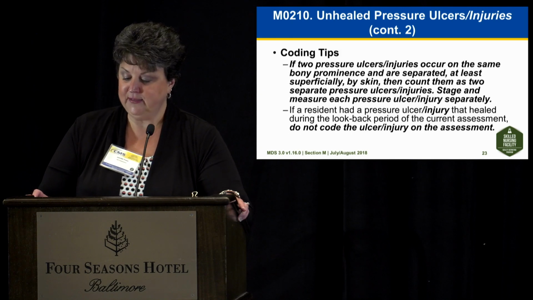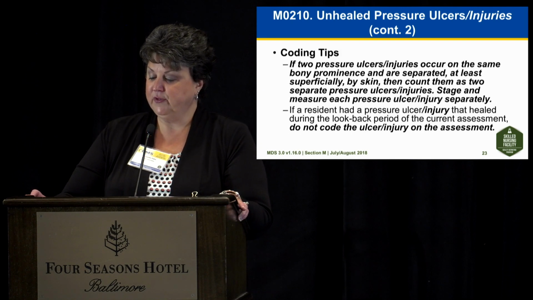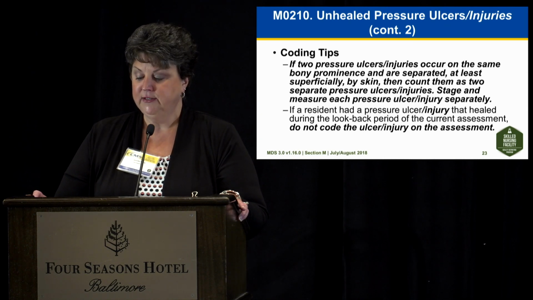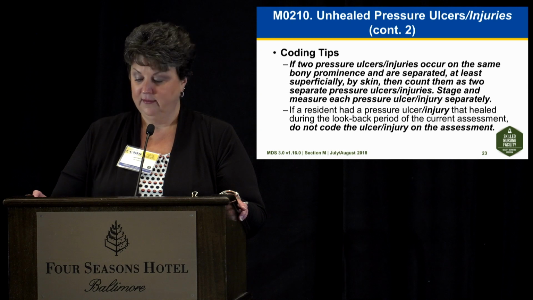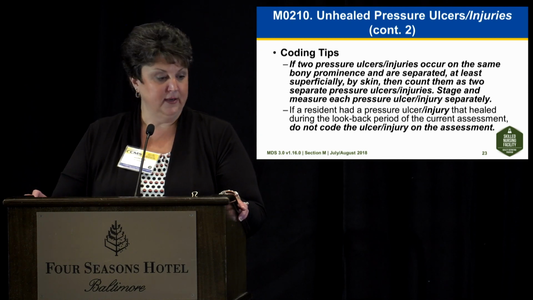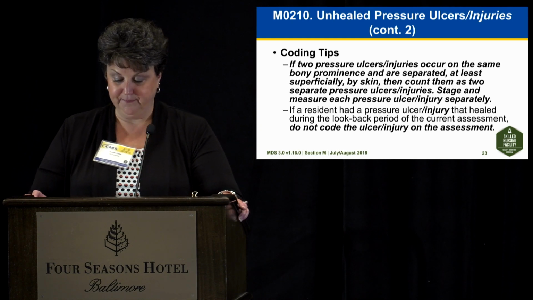The first coding tip on this slide states that if two pressure ulcers or injuries occur on the same bony prominence and are separated at least superficially by skin, then count them as two separate ulcers. Stage each and measure each, and again, document them separately.